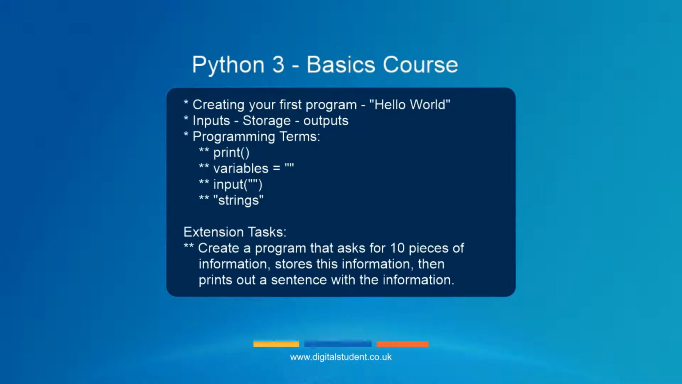Once we've done that, you have an extension task. So the extension task is to create a program that asks for 10 pieces of information from the user, or stuff that can already be stored. Then you need to store this information inside the program and then print out a sentence with the information contained.